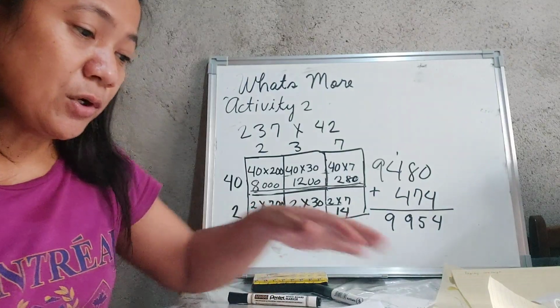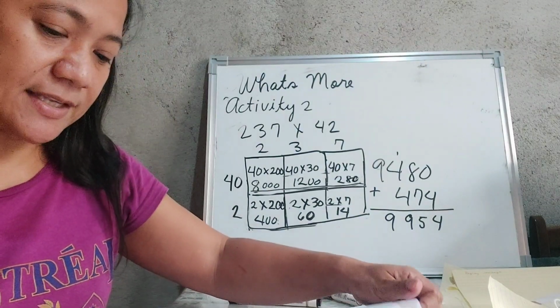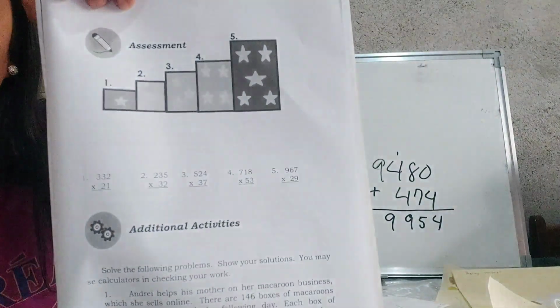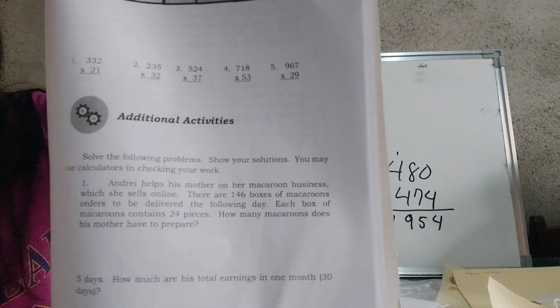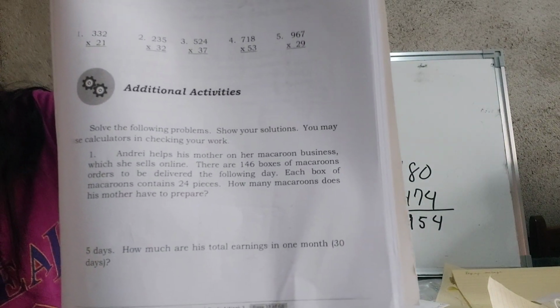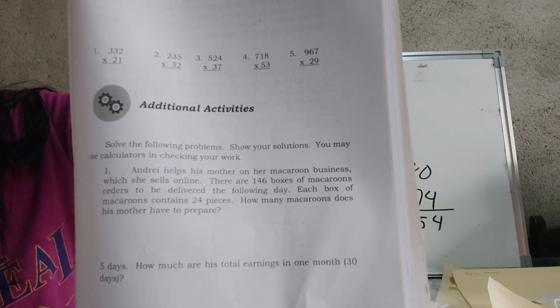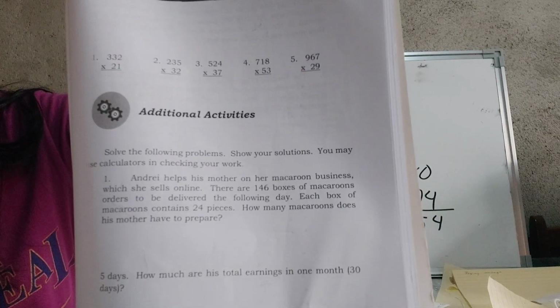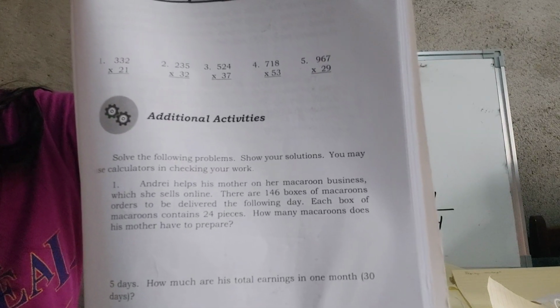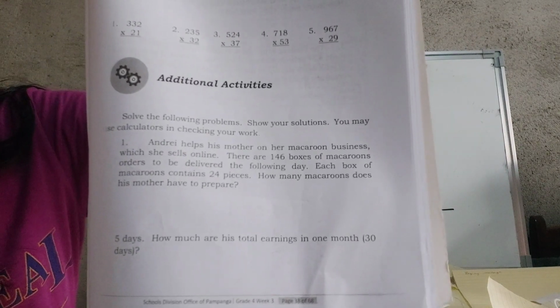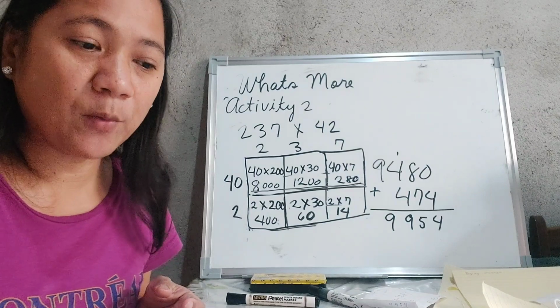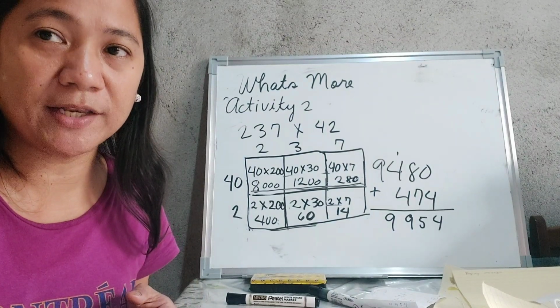You can now also proceed in answering the assessment one and the additional activities. So all you have to do is to read the problem carefully so that it is very easy for you to answer those activities. So that is the end of our Module 3, Lesson 1 in Math.